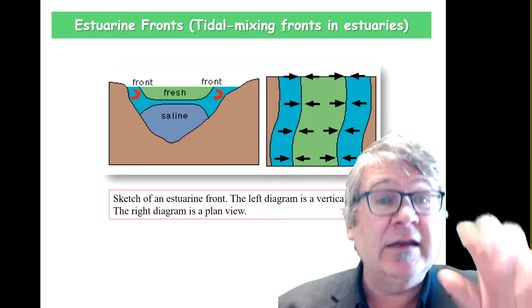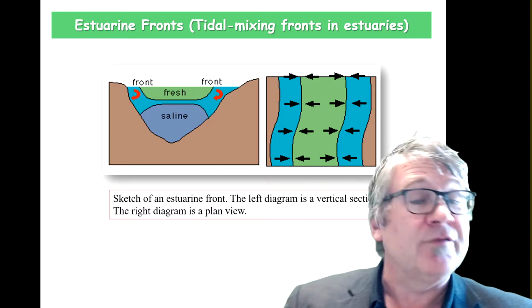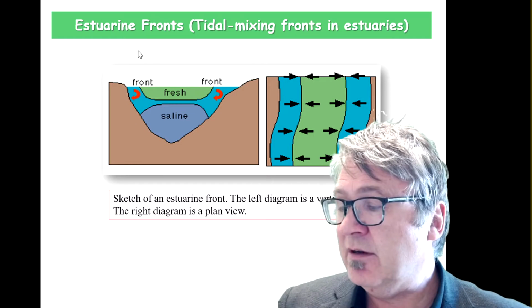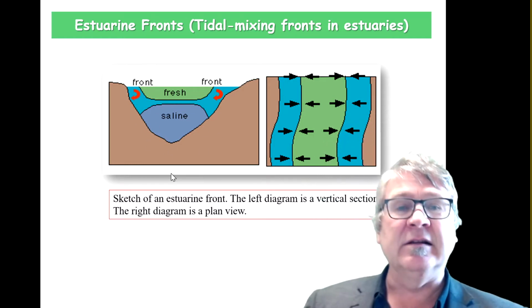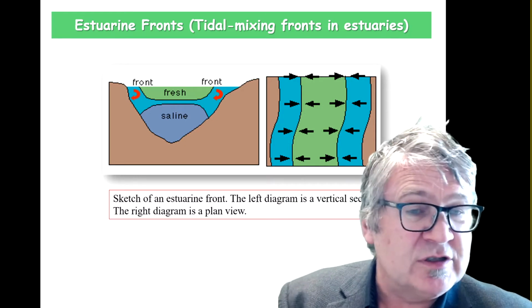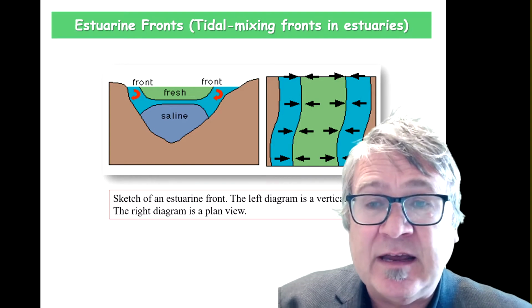You have a salinity stratification, and on both sides at the banks of the estuary, the tides can produce tidal mixing fronts, which is shown here in a sketch. You have tidal fronts, and then you get tidal frontal currents running along the banks. You get convergence zones running parallel to the banks of an estuary.